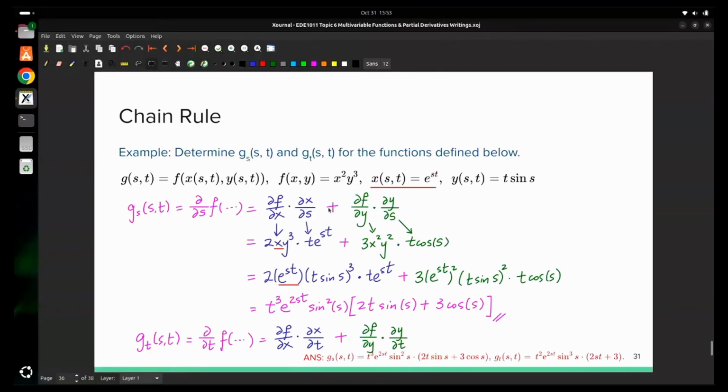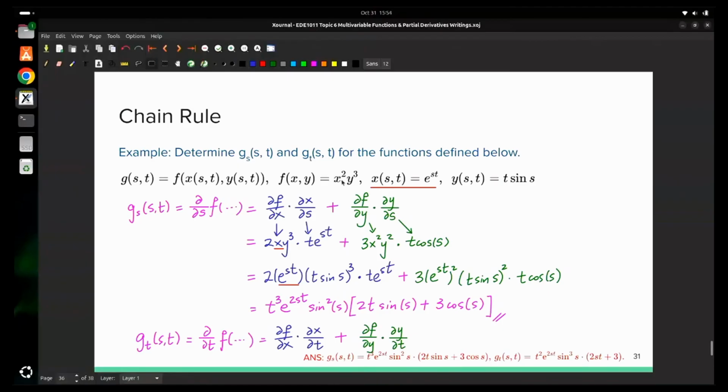I give you the f of x,y, a multivariable function. Then x itself is a function of s,t. y itself is a function of s,t. So now if I want to find g sub s, I just differentiate with respect to s on this function f. But I need to use the chain rule. So it becomes del f del x, because there's an x there, times del x del s, plus del f del y, there's a y there, times del y del s. So chain rule.